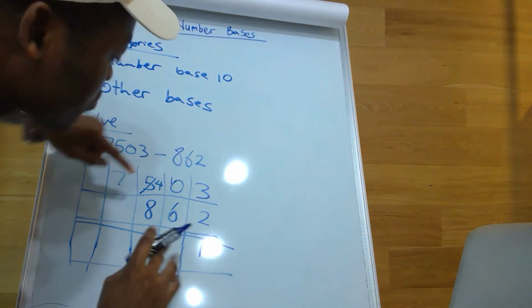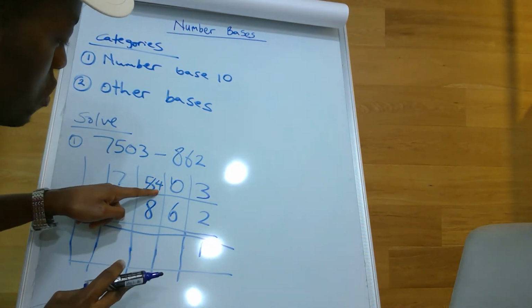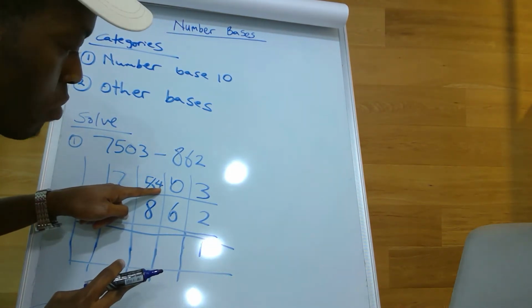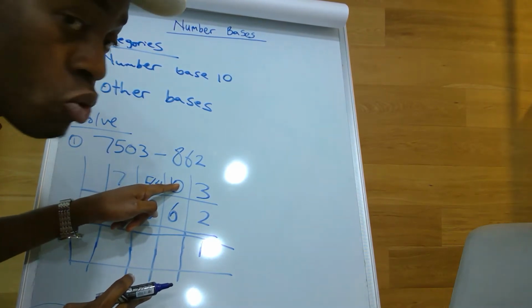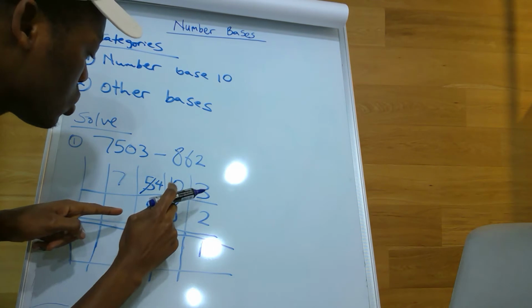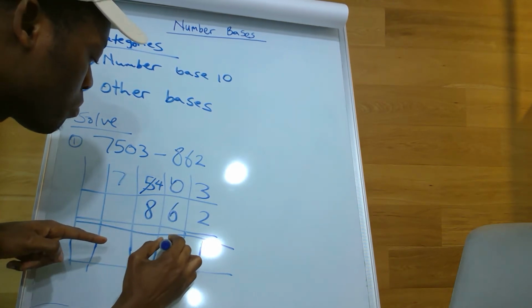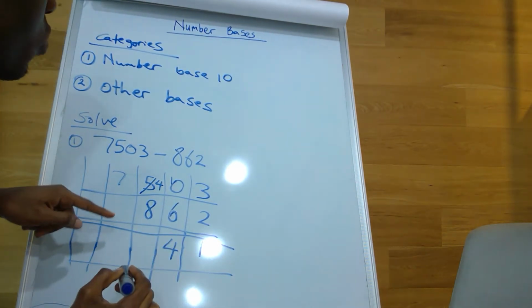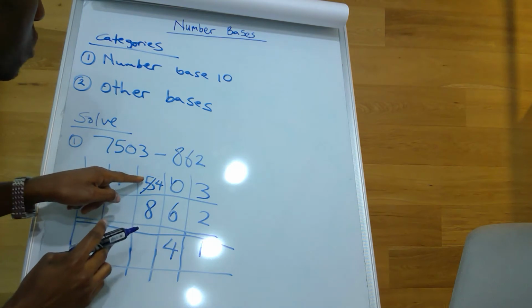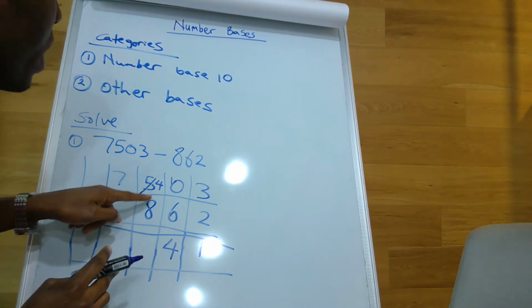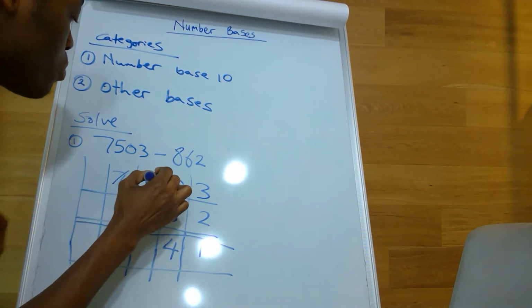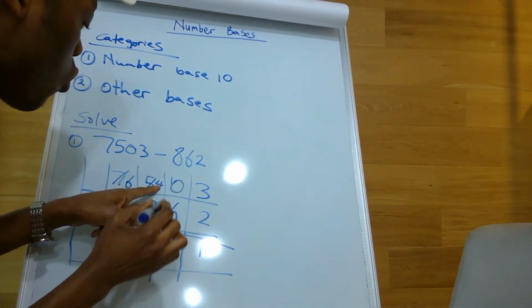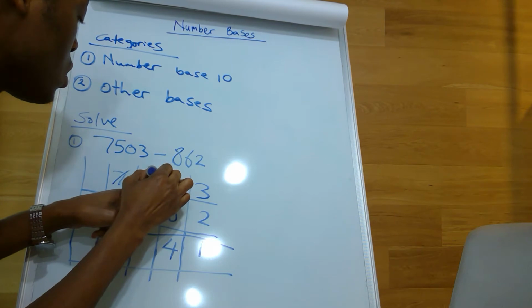Let's calm down. We borrow 1 from this 5, it gives 4. So the 1, we transfer it to this 0, making 10. 10 minus 6 is 4. Now, this is 4 here. 4 minus 8, we borrow 1 again from here. This one remains 6. We put the 1 to this 4, making 14.